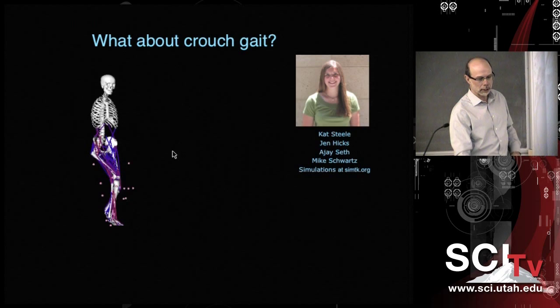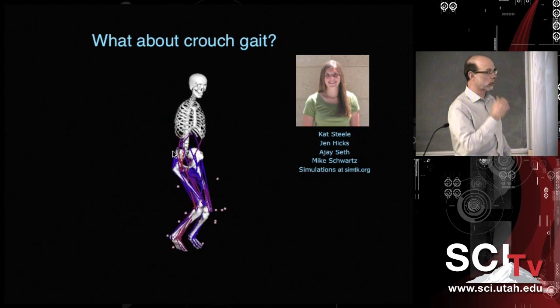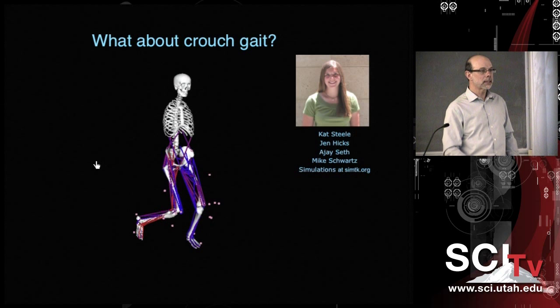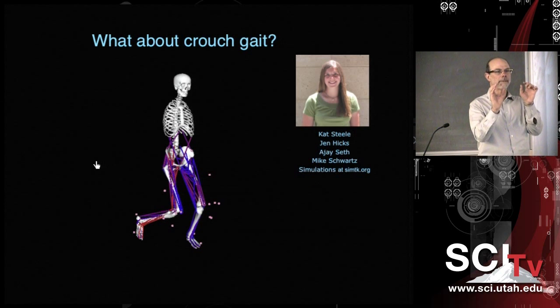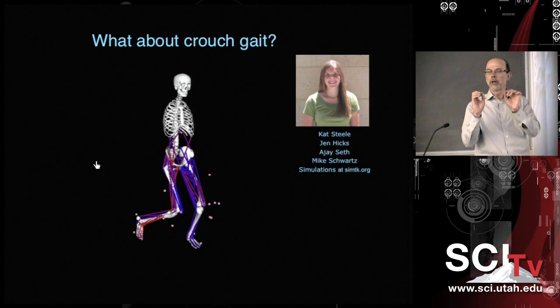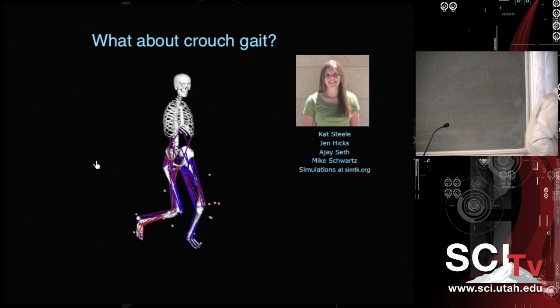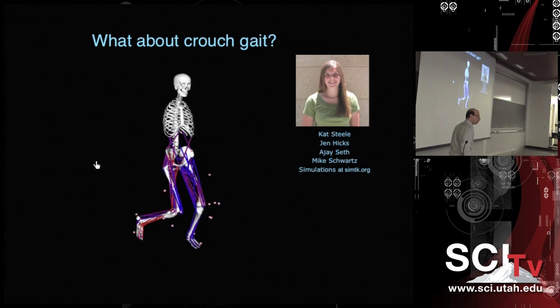Kat Steele's been looking at dynamic simulations of subjects with crouch gait. What we're finding in these subjects is that it's not very finely controlled muscles turning on for a short period of time, producing their desired acceleration, then shutting down. Essentially, when you land in crouch, all of the extensors turn on and stay on. It's a very simple control strategy. You just turn all your extensors on.